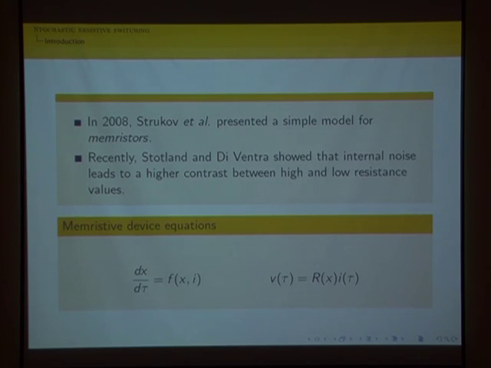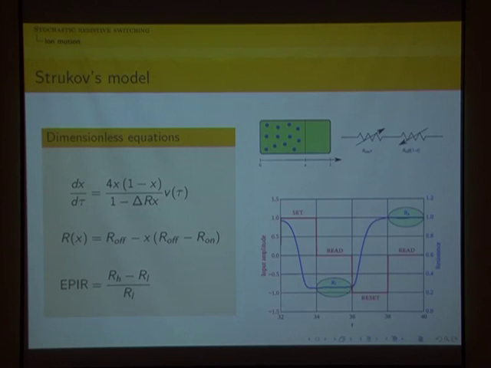So, these are the equations of the memristive device. Here is the equation for the state variable, and this is the equation that relates the voltage and the current. So this model consists of two in-series resistors whose net resistance depends on the position of this barrier. This barrier separates one doped region from another undoped region. The motion of this barrier is given by this equation, and in this model the resistance has a linear dependency with the state variable.